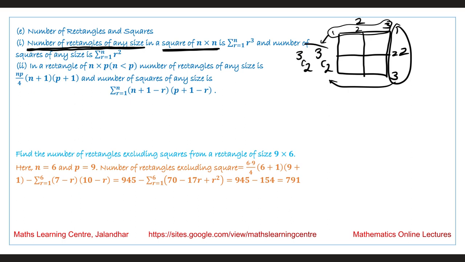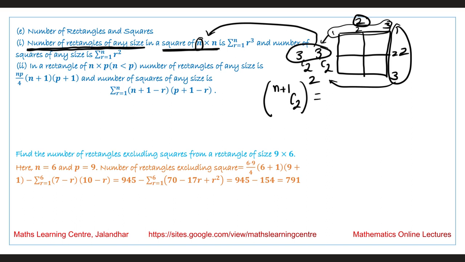Now suppose in place of these 3 points, we are considering the side as 2. Then we have 3 lines over here. If we are considering the side as n, we have n plus 1 lines, and out of these we have to choose 2 lines, and we are doing the square of this term. So the answer we obtain is n plus 1 choose 2, or if we want to remove this, n plus 1 into n divided by 2 whole square.